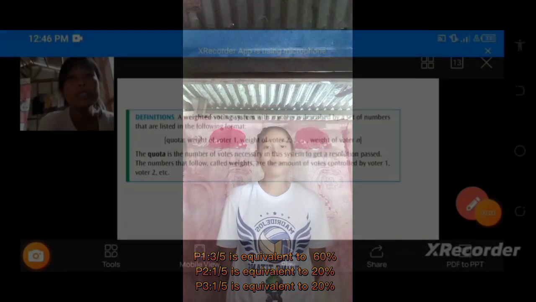It is common practice to write power indexes as percentages rather than fractions. So for example, for player 1, the answer in step 6 is 3/5. So that is equivalent to 60%. Then player 2 is 1/5, so that is equivalent to 20%. Then player 3 is also 1/5. It is still the same, 20%.